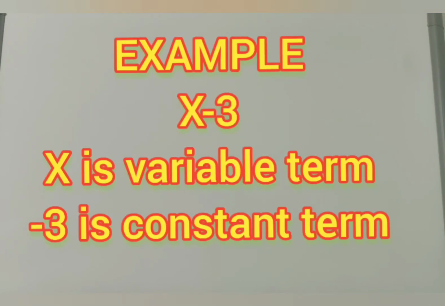Now we are going to identify the constant term and variable terms in an algebraic expression. For example, x minus 3. x is the variable term and minus 3 is the constant term. Only this much. Very simple. Just with English alphabets, that is known as a variable term, and only numbers, that is known as a constant term.